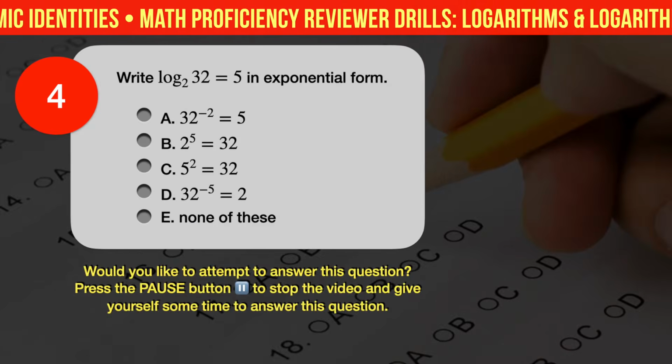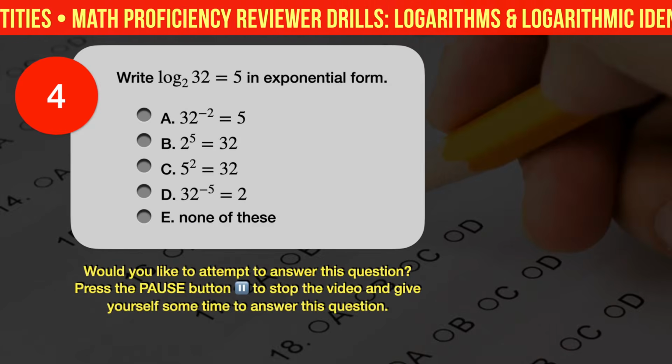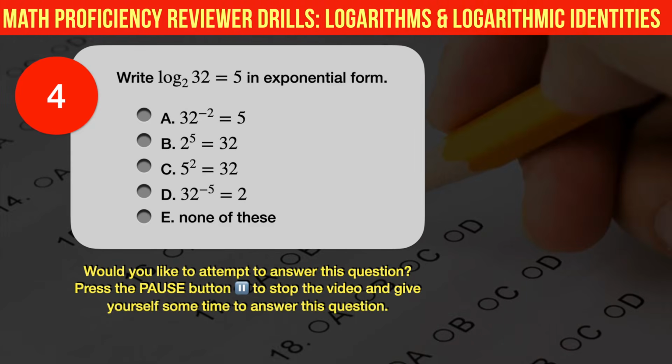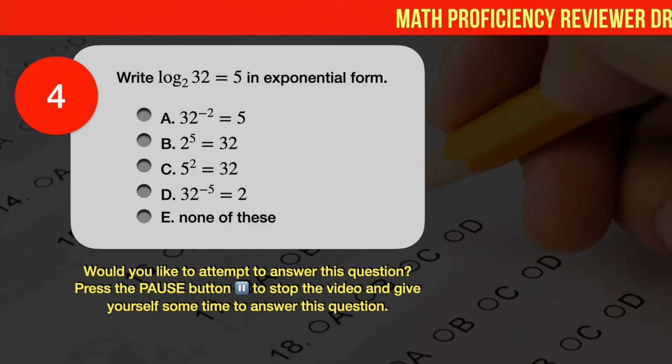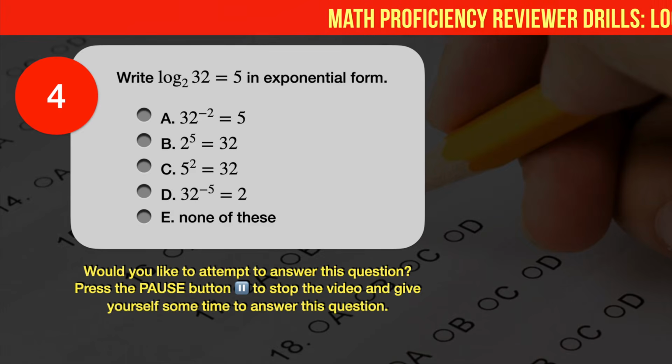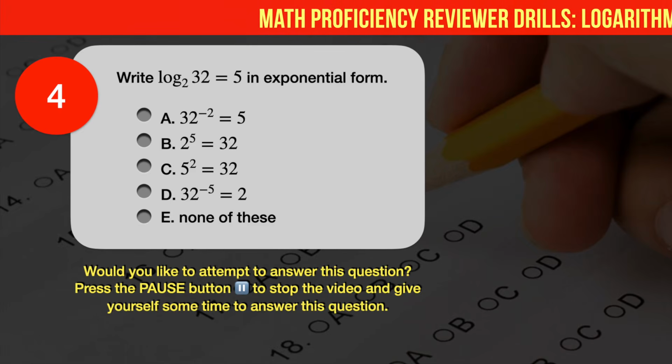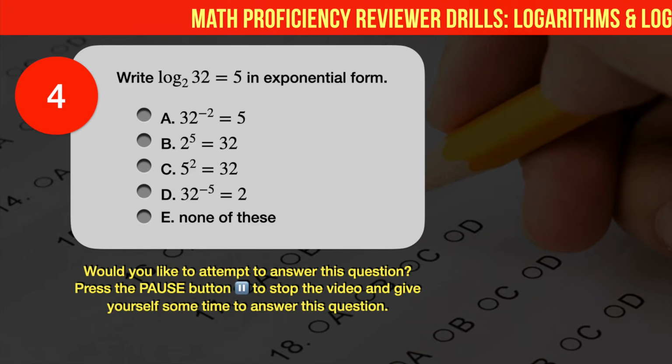Drill question number 4. Write logarithm base 2 of 32 equals 5 in exponential form. A. 32 raised to -2 equals 5. B. 2 raised to 5 equals 32. C. 5 squared equals 32. D. 32 raised to -5 equals 2. E. None of these.